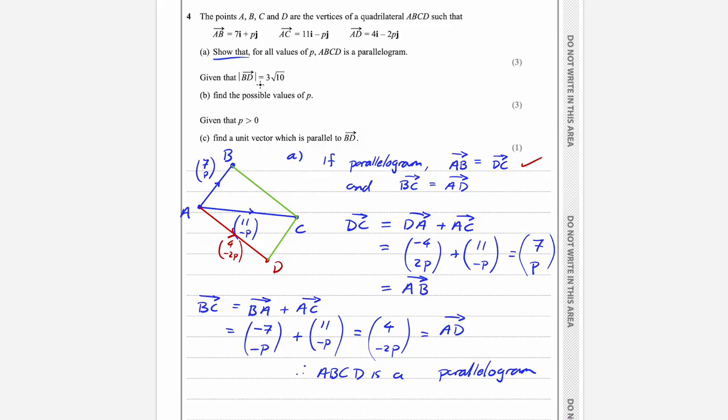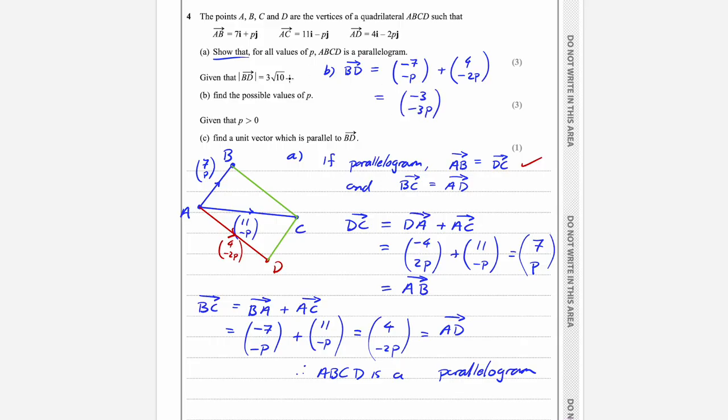Okay, part B. Given that BD is 3 root 10, find the possible values of P, so the magnitude of BD. Have we got BD, guys? We have not, but let's get BD. BD equals B to D. So I'm going to go B to A, which is minus 7 minus P, BA plus AD, so plus 4 minus 2P. And this is equal to negative 3 and minus 3P.